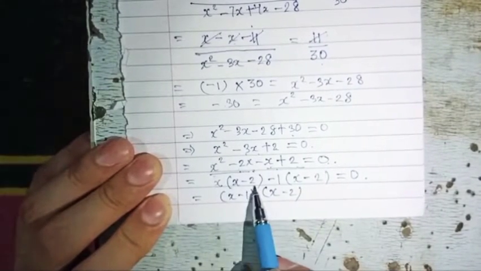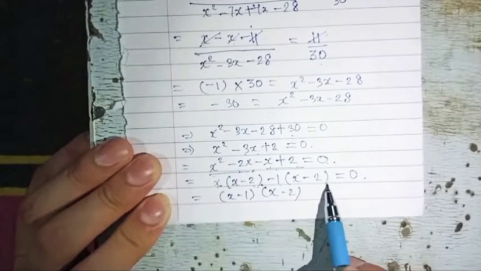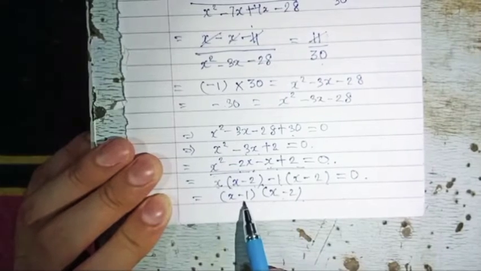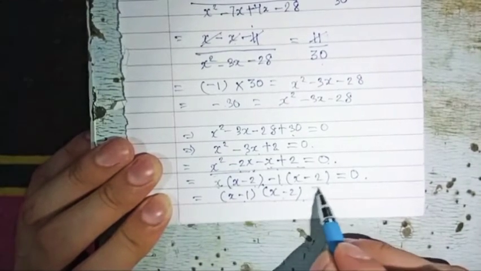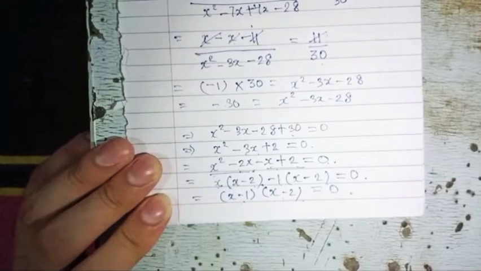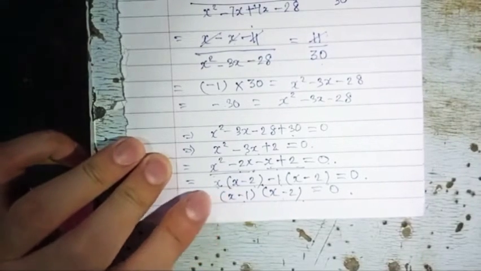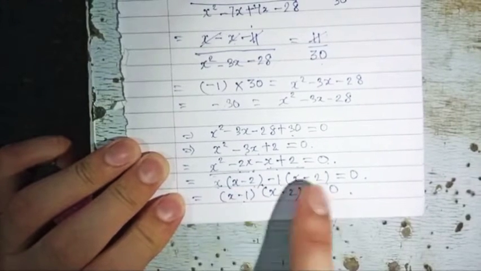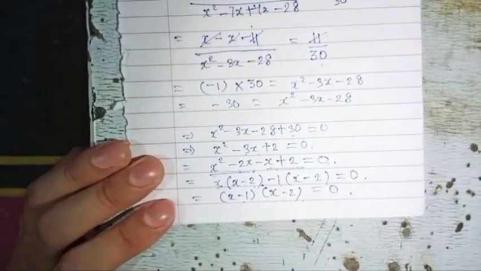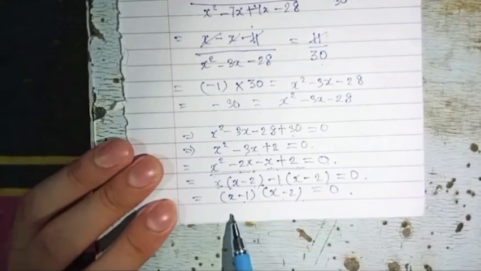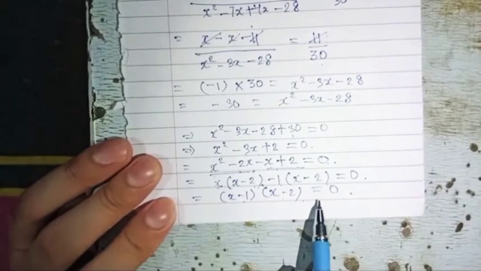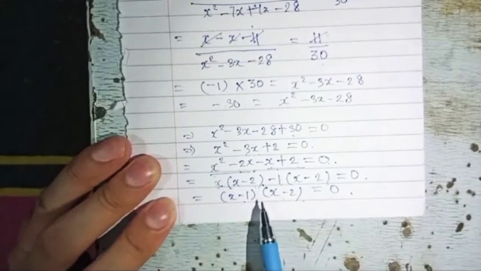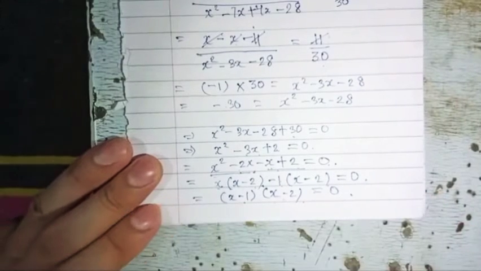Okay, x minus 2 is present in the first term and in the second term also. So x minus 2 can be taken as common, and x minus 1 will remain inside the bracket, and it is equal to 0. So we have the equation x minus 1 into x minus 2 is equal to 0. Now one by one we will put both the values equal to 0 and we will calculate the value of x.